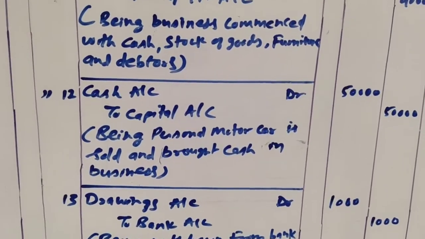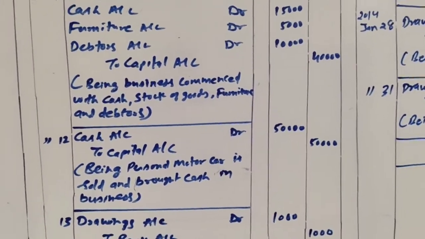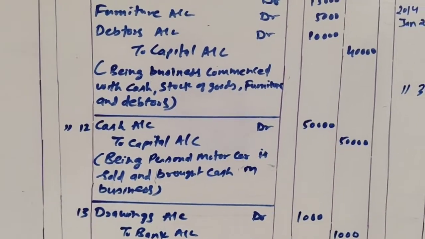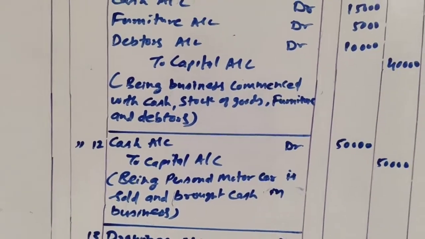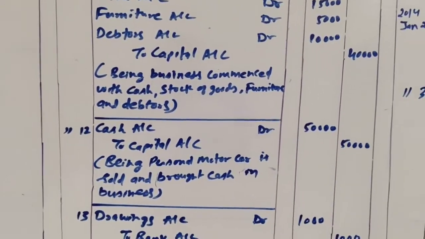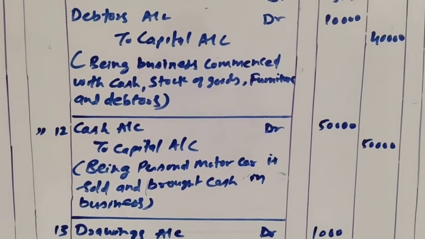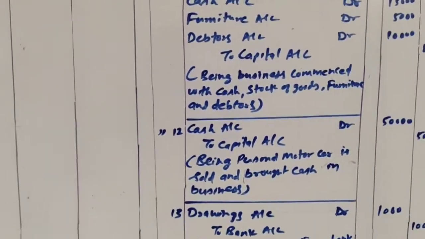Being personal motor car is sold and brought cash in business. Keep in mind the amount which will come is rupees 50,000. Though the motor car is sold for 80,000, that is immaterial for our business, right? It is not a business transaction. Business transaction is that 50,000 is introduced by owner to the business. Okay, let's move to the third transaction.